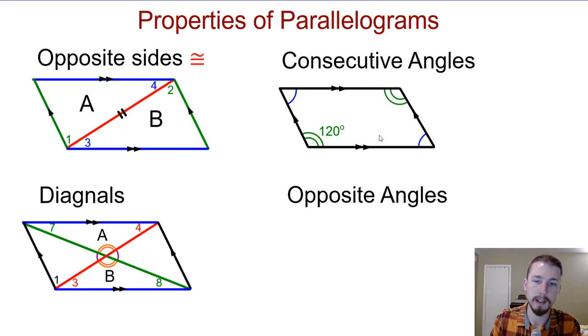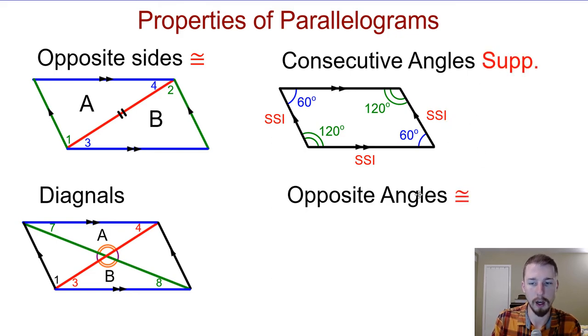Then we have consecutive angles. So the consecutive angles are the ones next to each other. Well, they're same side interior, and so they're going to be same side supplementary. So if this is 120, that has to be 60. Same thing, 60 over here. And then right back to where we started, this one has to be 120, which means the opposite angles have to be congruent. So the consecutive angles are supplementary because they're same side interior. The opposite angles are congruent. Then with the diagonals, we have vertical angles. Those angles are the same on both of them.